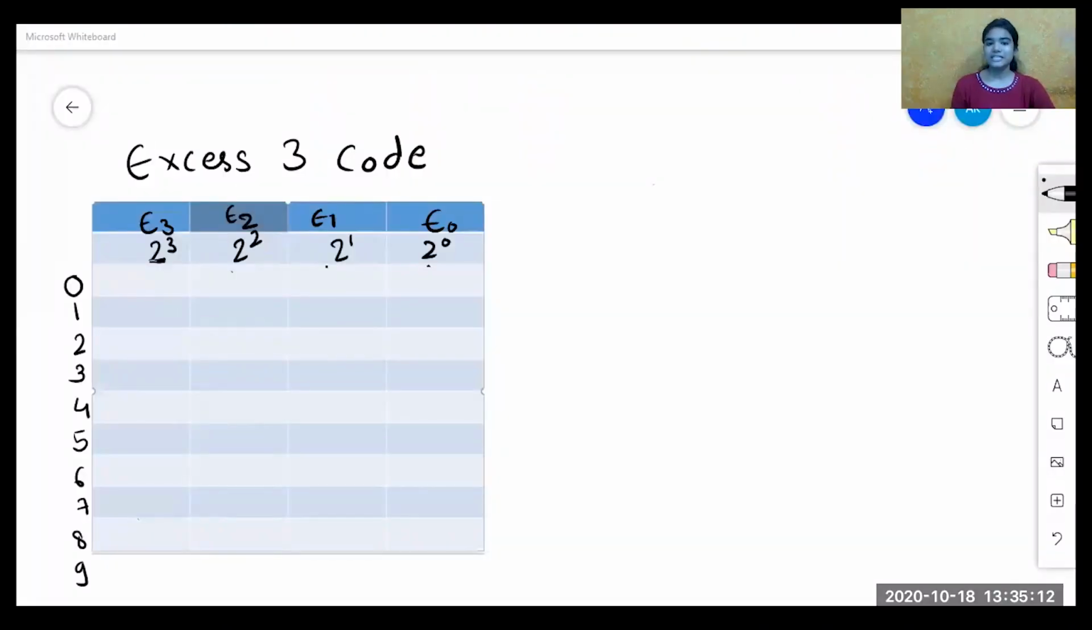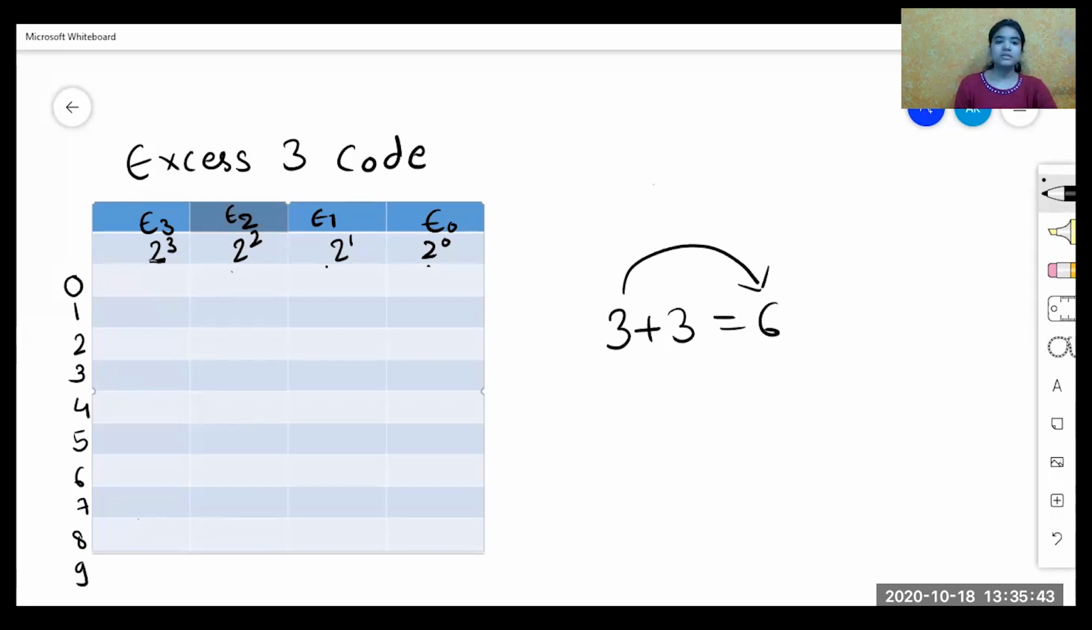Okay, so what is XS3 code? Basically, whenever you add 3 to any number, that gives you the XS3 code of that number. Taking an example, when you add 3 to 3, that gives you 6. So the XS3 code for 3 is 6. Here in the chart, we have to write the XS3 code of all the decimal numbers ranging from 0 to 9. So what we will be doing is simply adding 3 to these decimal numbers and converting the result into the binary equivalent. So let's begin.